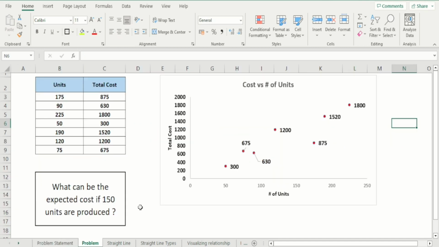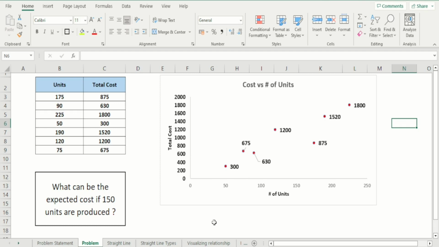So let's take a deeper dive into this by understanding this data further. What we have here is the same data set. We'll use the manufacturing problem as an example here. So we have the same data replicated in columns B and C. We have the number of units, the total cost, and the question mentioned there as well. We want to estimate the cost if 150 units are produced.